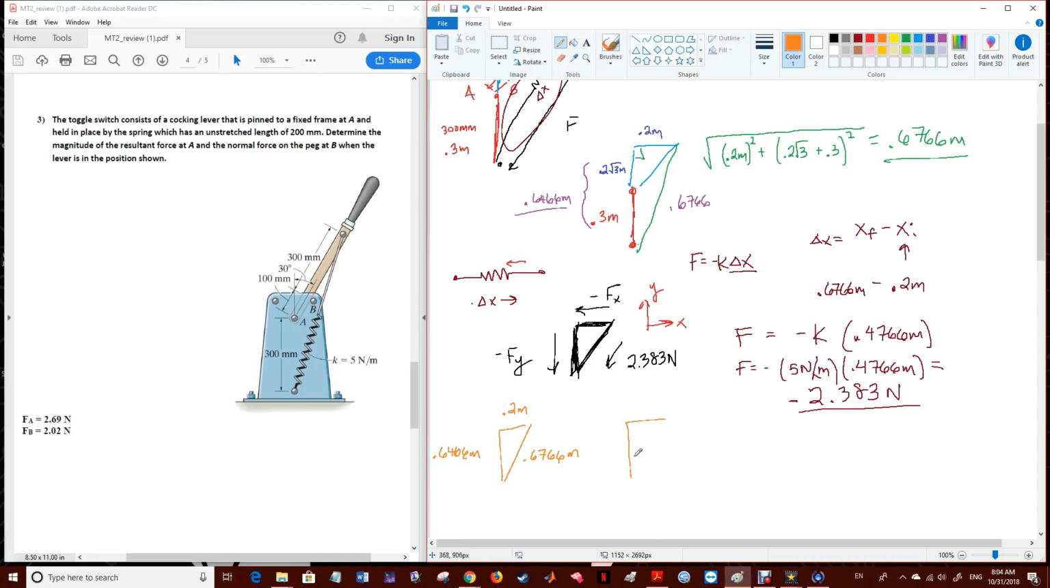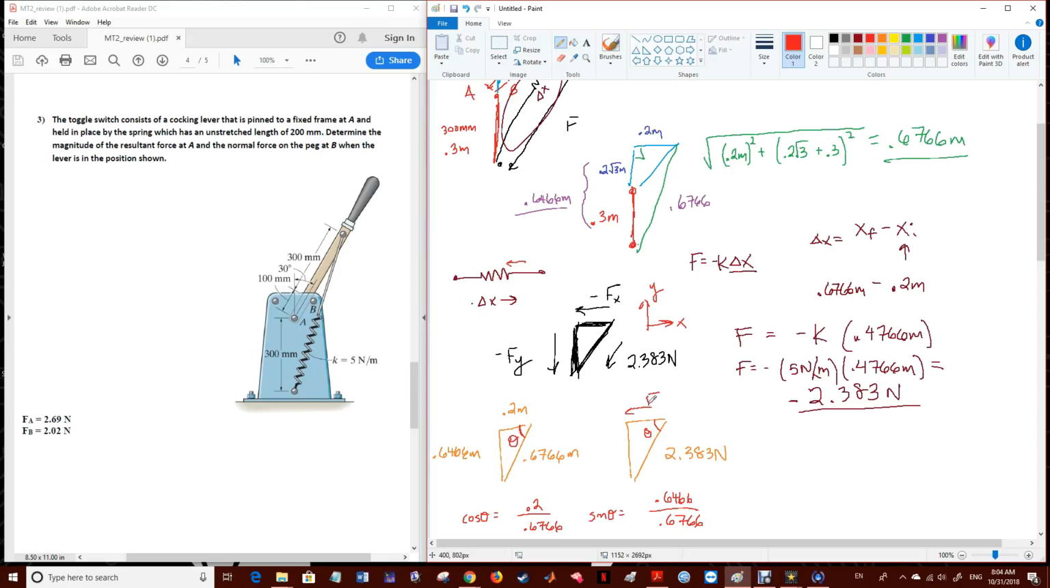And along the same triangle, I'm trying to do a force analysis in which all I know is that the force here is 2.383 newtons. What I could find is that there are going to be similarities. To figure that, I have to assume that this is some angle theta, and the cosine of this angle will be equal to 0.2, the adjacent side, over 0.6766, and the sine of that angle will be 0.6466 divided by 0.6766. Notice that I didn't include the units here because I'm dividing meters by meters. As a result, this angle must be the same as this angle.